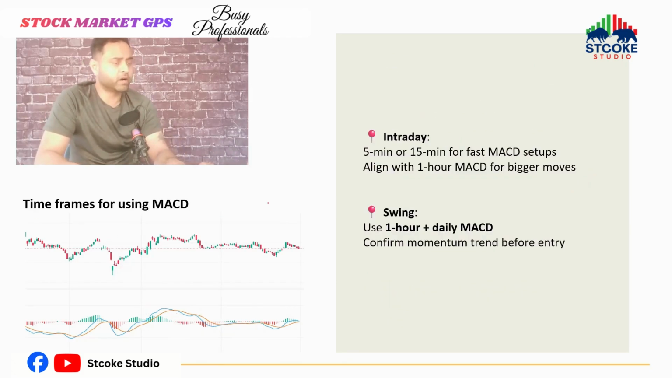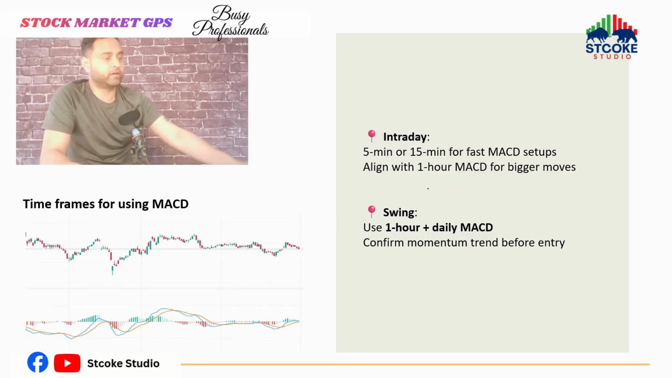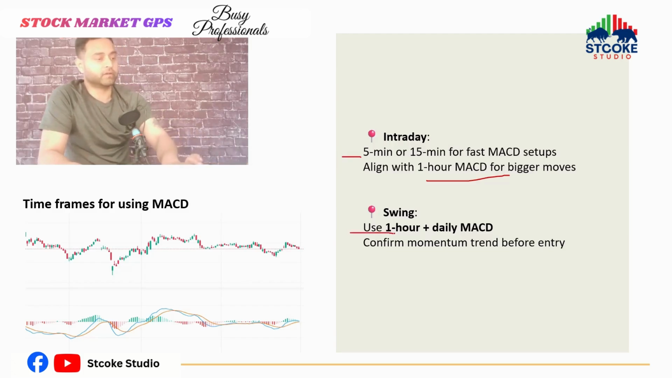Time frame is similar to what we have discussed for EMAs. Shorter time frame for intraday. You will always look at a slightly higher time frame to understand the overall direction and momentum, and then enter and exit on a smaller time frame. For swing trading, you should look at daily or weekly charts and indicators, and then enter the trade on an hourly basis.